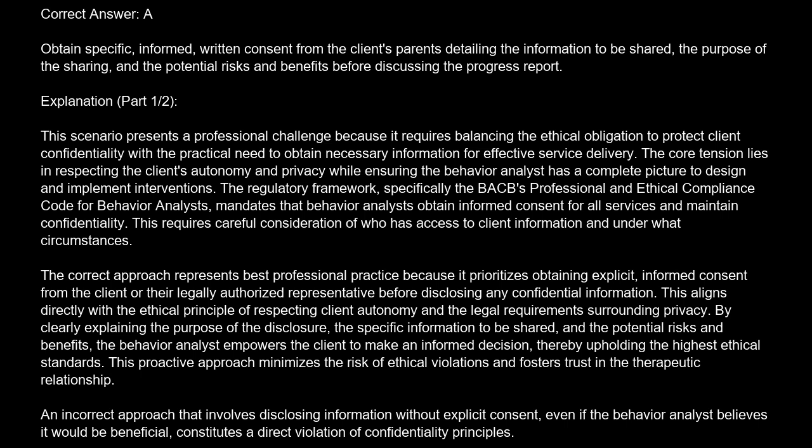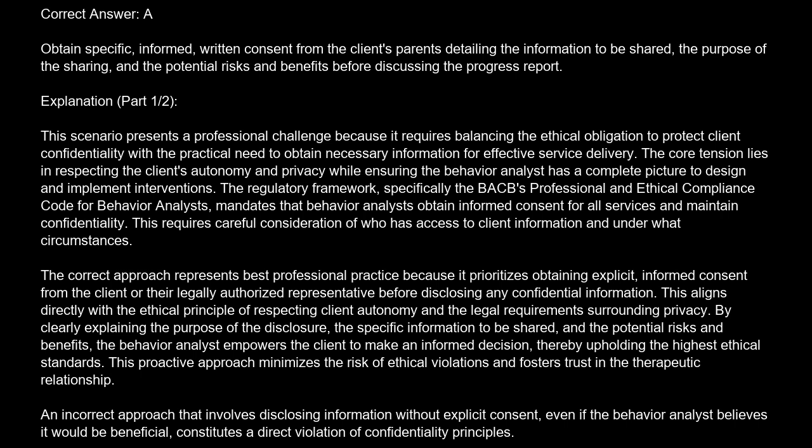Explanation. This scenario presents a professional challenge because it requires balancing the ethical obligation to protect client confidentiality with the practical need to obtain necessary information for effective service delivery. The core tension lies in respecting the client's autonomy and privacy, while ensuring the behavior analyst has a complete picture to design and implement interventions.